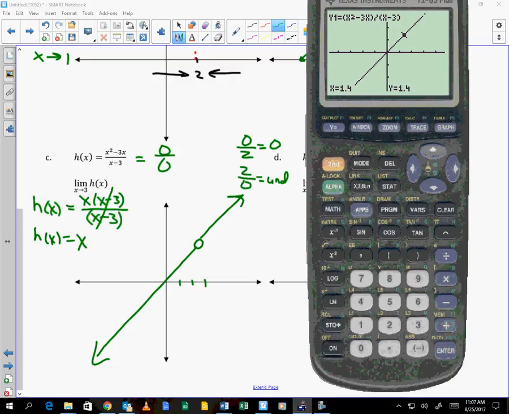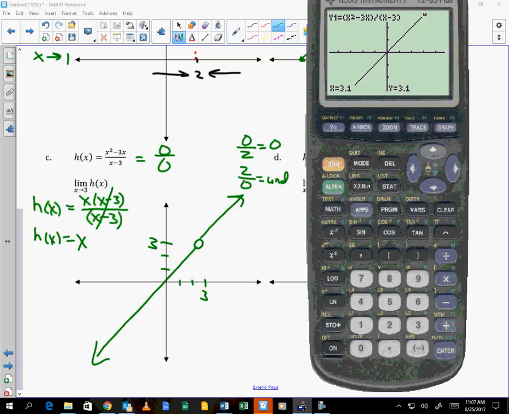So as the x value gets closer to 3, what's the y value getting closer to? It's getting closer to 3. Oh, what happens when I go 3? Nothing. There's a gap. Right. Michael, you said it perfectly. 3 is not in the domain. 3 is not in the domain, so there is no y value if you plug in 3.